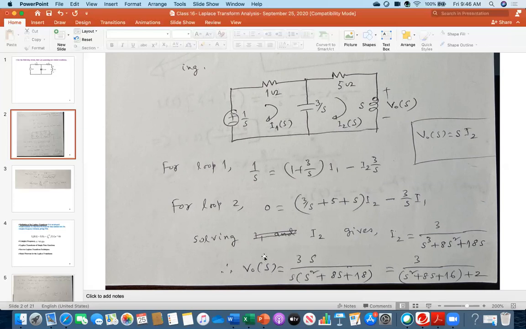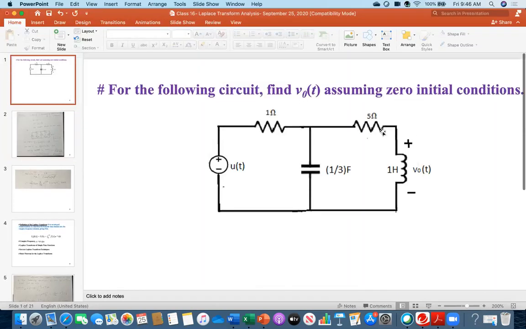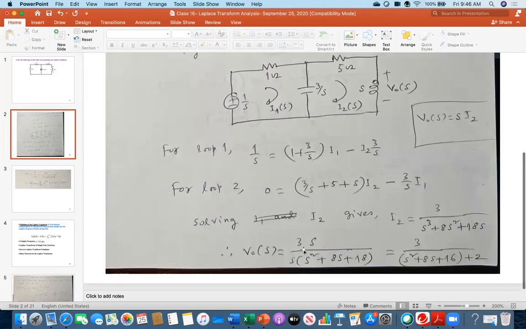Now this is your result in the Laplace domain. I mean, you are done. This is your Laplace domain result. But because the original question was in the time domain, you have to find out the time domain value of V naught. You see, it is V naught, it is not V naught of S here. So once you get the result in the Laplace domain, you apply the inverse Laplace. So now what to do?